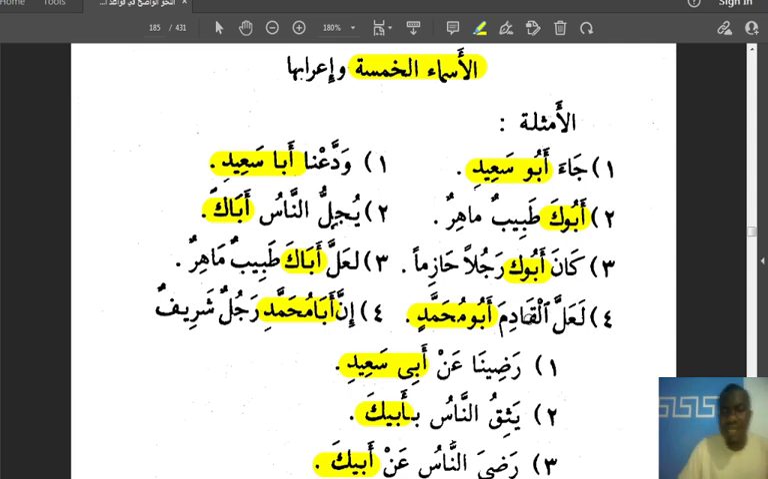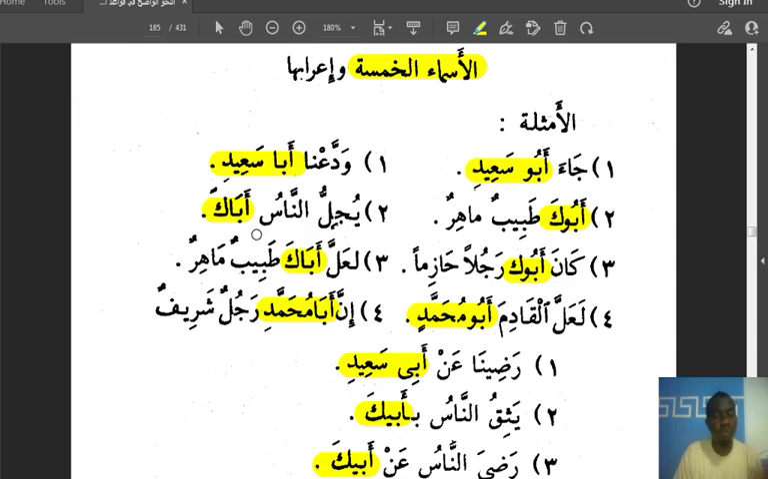It says la'alla al-qadima, perhaps the one coming is who? This is the khabar and it's supposed to be marfu. Abu Muhammad. Perhaps the one coming is Abu Muhammad. So here, when it is marfu, it comes as Abu. Even before I tell you its sign of raf, you know that waw is the sign of raf. Here we have wadda'ana. We bid farewell to who? The object, Aba Sa'id. So Aba here is maf'ulun bihi, mansub. You come to the i'rab.